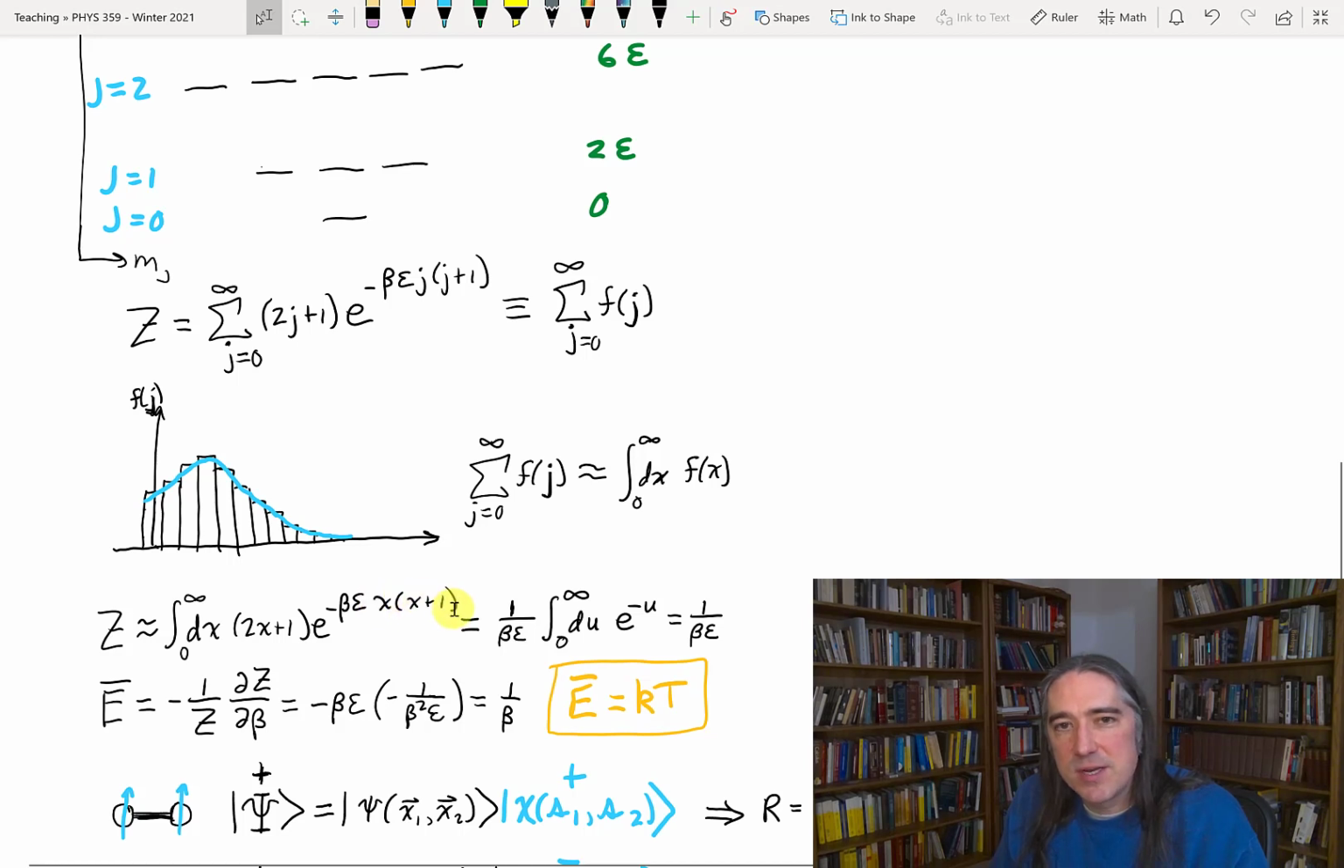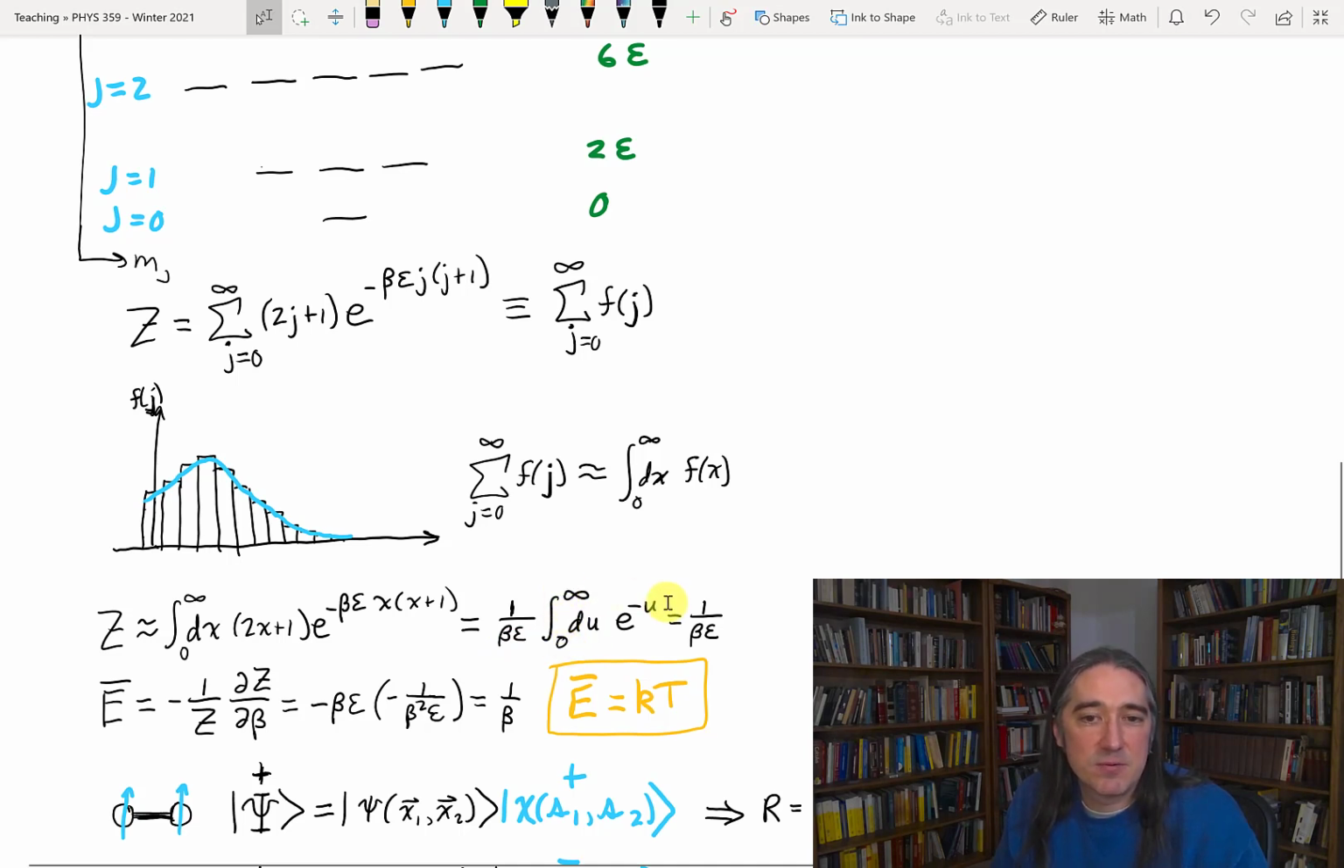This is x squared plus x. If you take the derivative, you get 2x plus 1. Hey, there's a 2x plus 1. Great, so we can just do a u substitution here. Our u that we do the substitution for is going to be beta epsilon x times x plus 1. So we need to put a beta epsilon out here, which means a 1 over beta epsilon out front. And this converts into this integral.